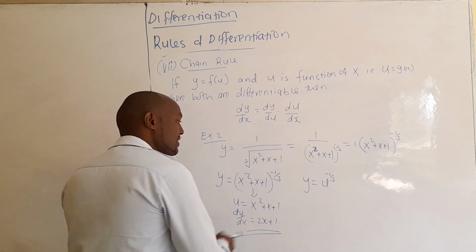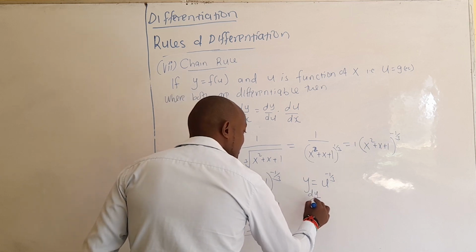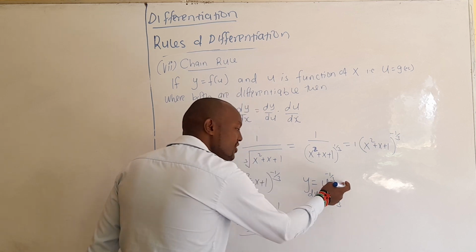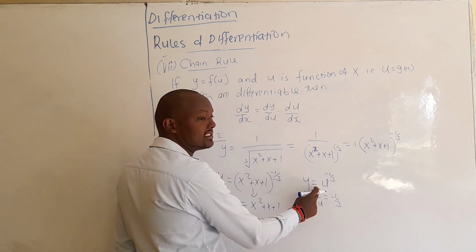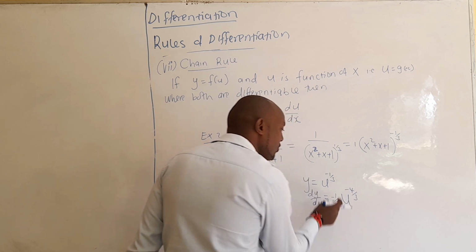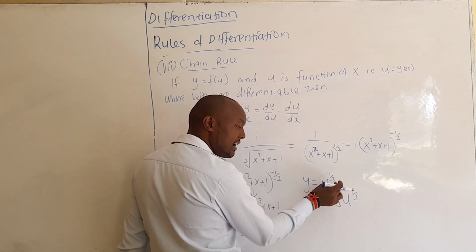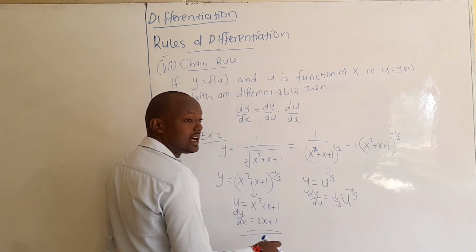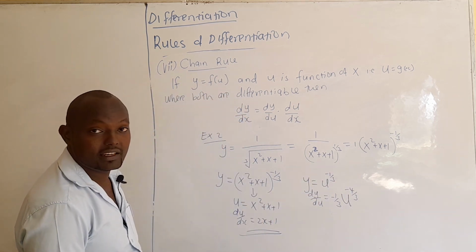So we differentiate that one with respect to u. Change in y over change in u, you get negative a third. We said you bring this negative third here, so it will be u to power negative 4 over 3, because after bringing this one here, the power must be minus 1. And when you have minus a third minus 1, you get minus 4 over 3.